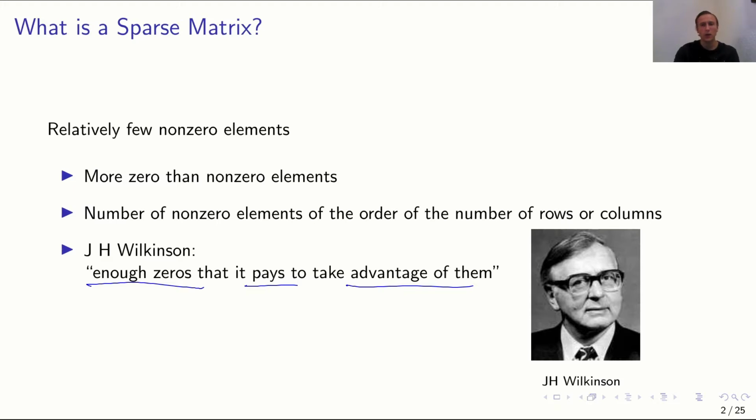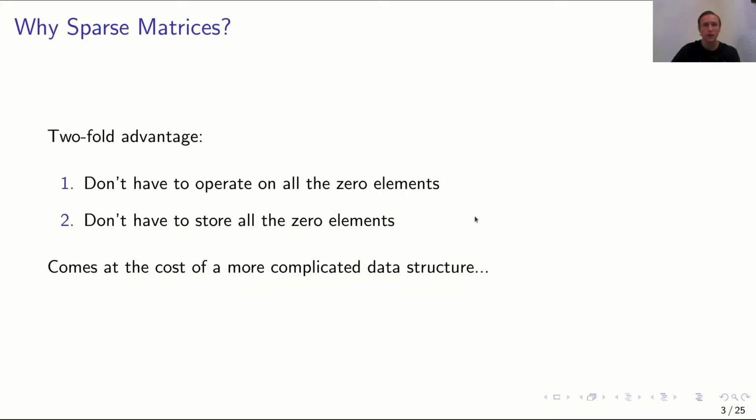Now, if we're talking about advantages of sparsity, there are really two main advantages. First of all, we don't have to operate on all the zero elements. That is, we know that 0 times x is always going to be 0, and 0 plus x is always going to be x. So therefore, we really don't need to perform these operations. We already know their result. So this could save us computational time and effort.